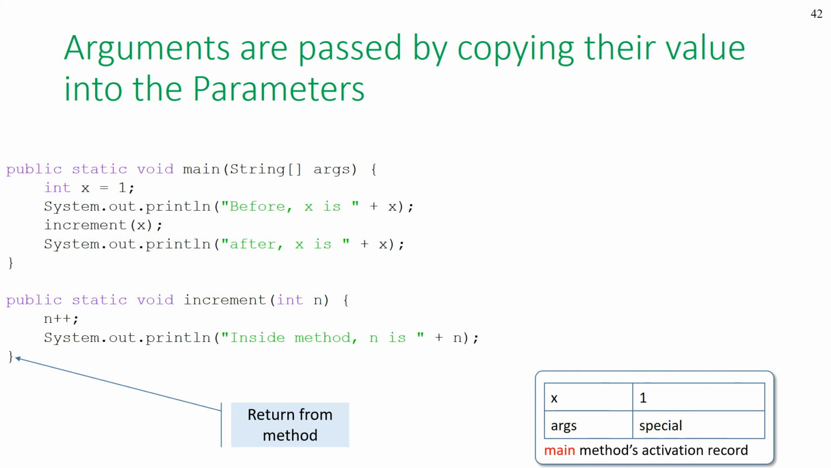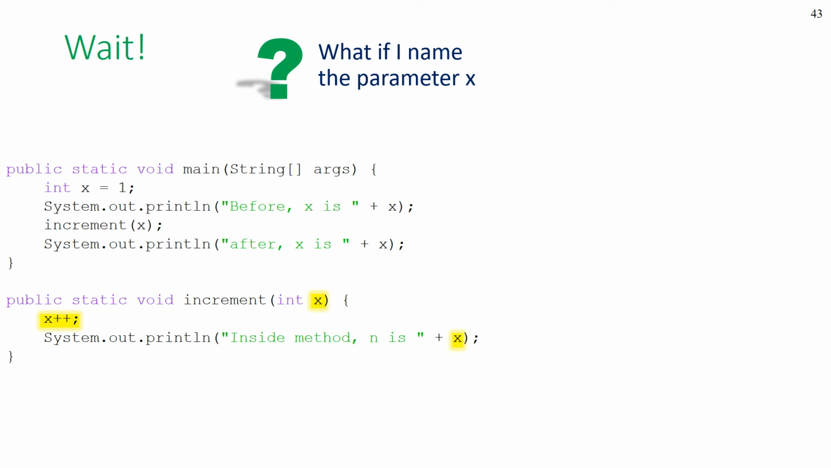That's why it didn't work out when we tried to do that again a few lectures ago. So we revisit it with a little bit more detail now. When I return from this method, I'm back in the main. And when I'm done with the main, the activation record for the main is also going to disappear. So that's what passing a parameter by value actually technically means.